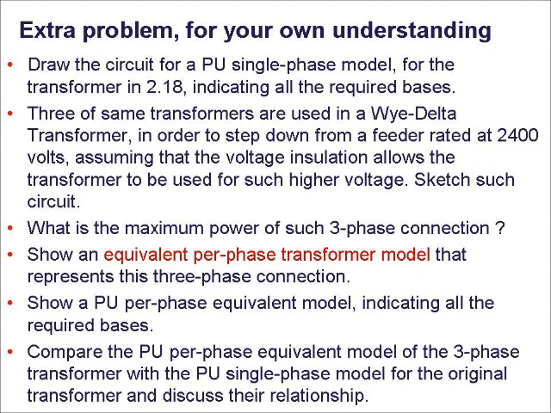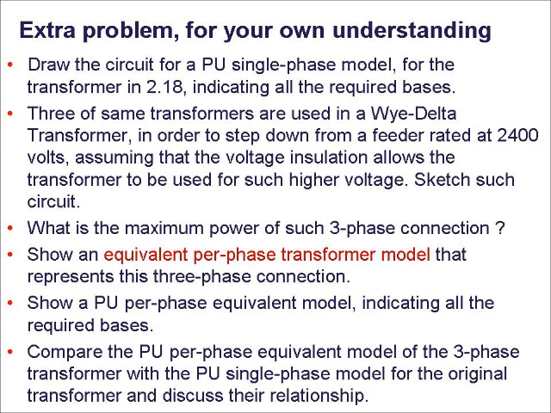Now the next bullet: show a per unit per phase equivalent model indicating all the required bases. So you take your equivalent per phase model and make it a PU model. Every time you have a PU model, you have to indicate the base. So you define the power base, the voltage base on the high voltage side and the low voltage side, and the impedance base for the high voltage side and low voltage side.